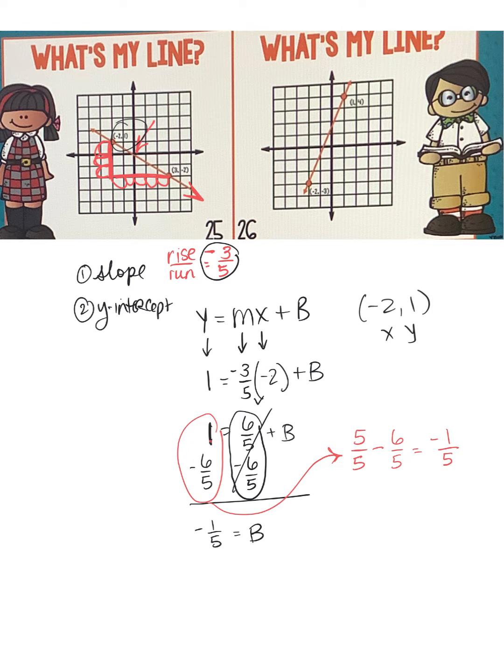We're ready to write our answer. We have our slope. We have our y-intercept. Here we go. y equals the slope times x, and then your y-intercept. Your slope goes here. So y equals negative 3/5 x minus 1/5, because that's a negative. There you go. All right, let's do the next one.